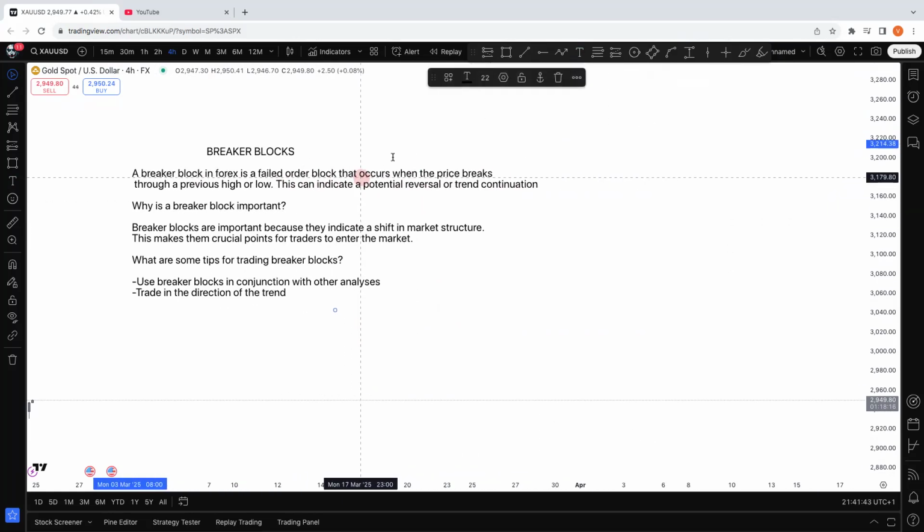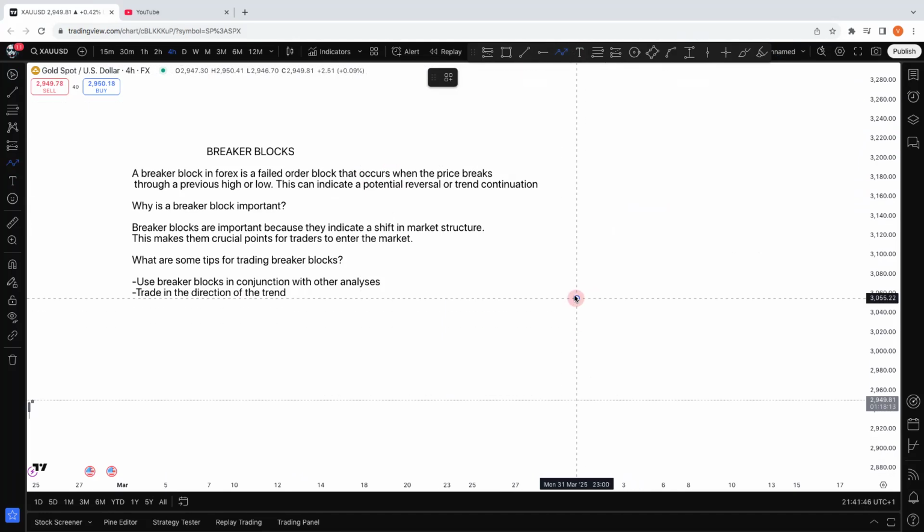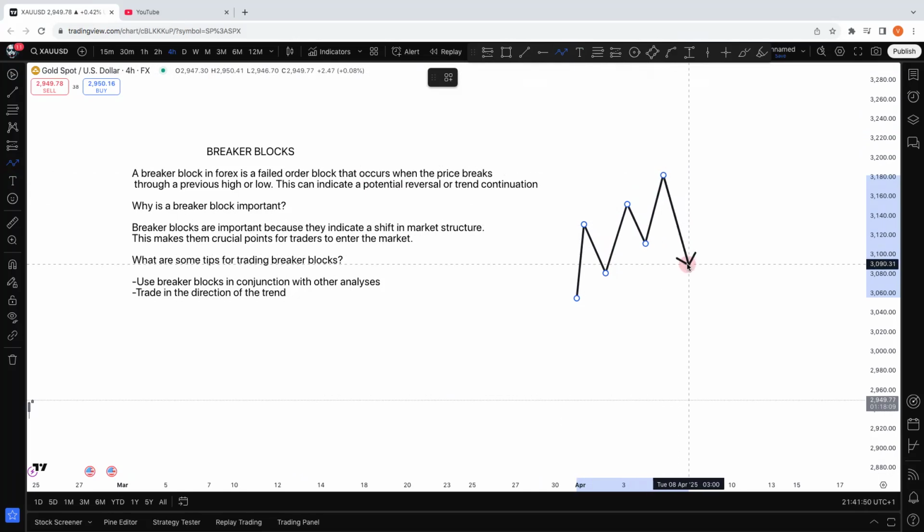Now, what does that mean? Let me just quickly show us what a breaker block is. Let's say you have price trending this way, and all of a sudden price decides to break this low here, right? Now, this is a change of character, right? Now, what do you expect price to do? Some persons will expect price to go to this order block here, but that's not what price will do most of the time, right? Rather, price will react from this zone here and sell off, right?